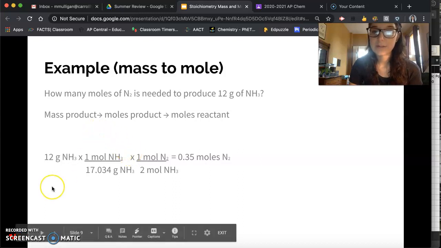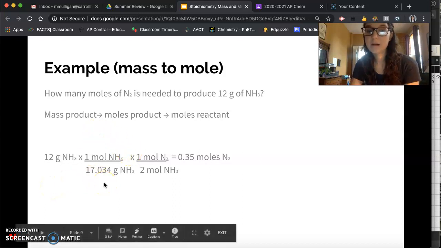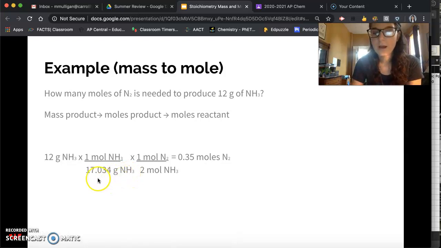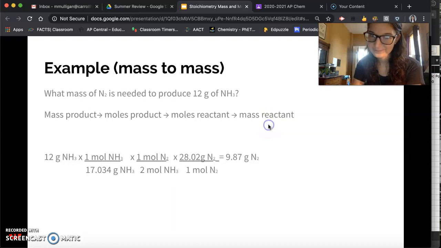So I get 12 grams of NH3 divided by 17.034 grams of NH3, which is the molar mass of nitrogen plus the molar mass of 3 hydrogens, in 1 mole. Then I'm left with moles of NH3. And then I can use my molar ratio to figure out how many moles of N2 that would be, which again comes from the balanced chemical equation. And I know that I would need 0.35 moles of N2 to produce 12 grams of NH3.